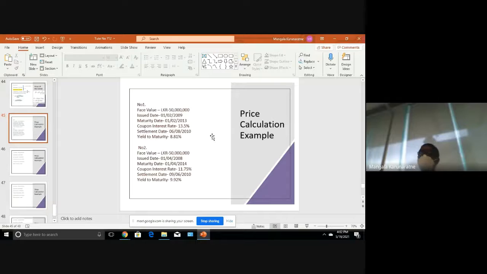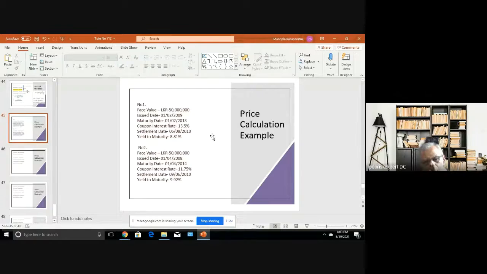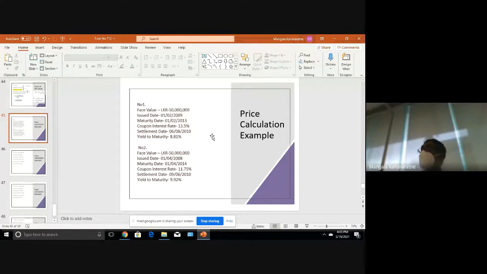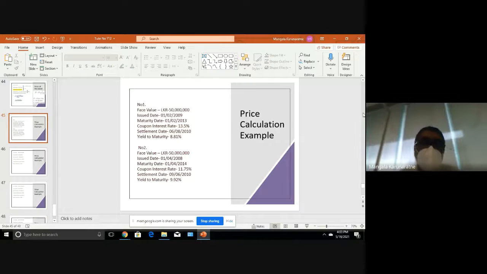The next one: 9/6/10 is the settlement, yield 11.759992, 1/4/2008 issued date, 1/4/2014 the maturity date, 11.75 is the coupon. So these two sums you can work out at home, and then we can see how you provide this calculation. Is that okay? And try to complete the other one as well, what we have already been working on.